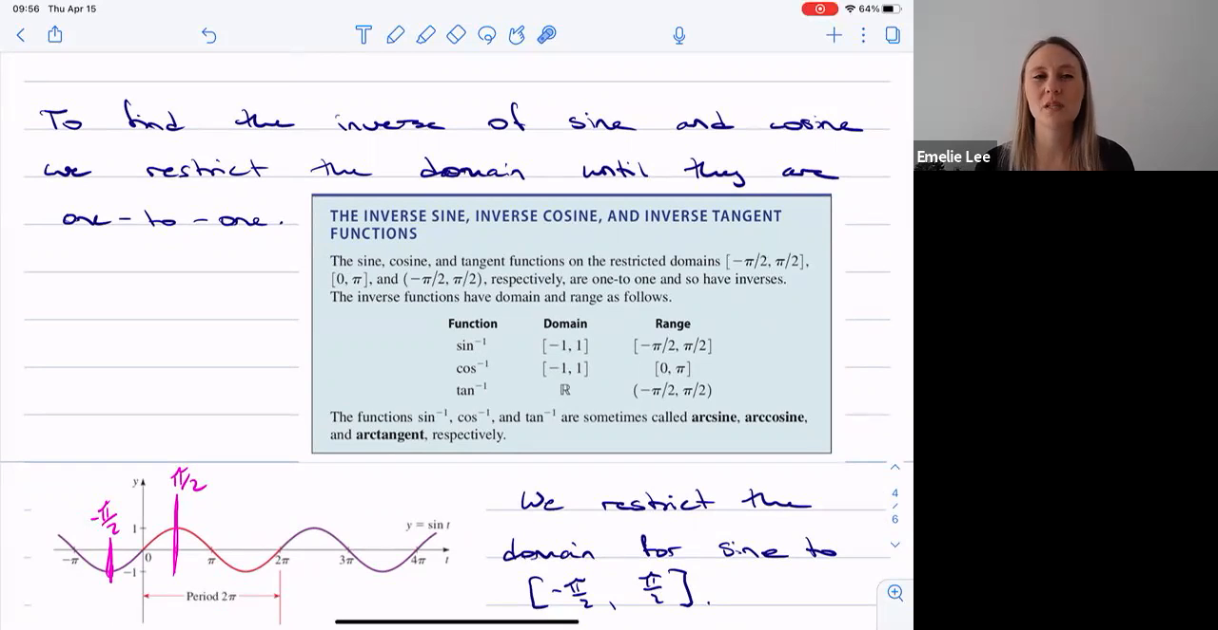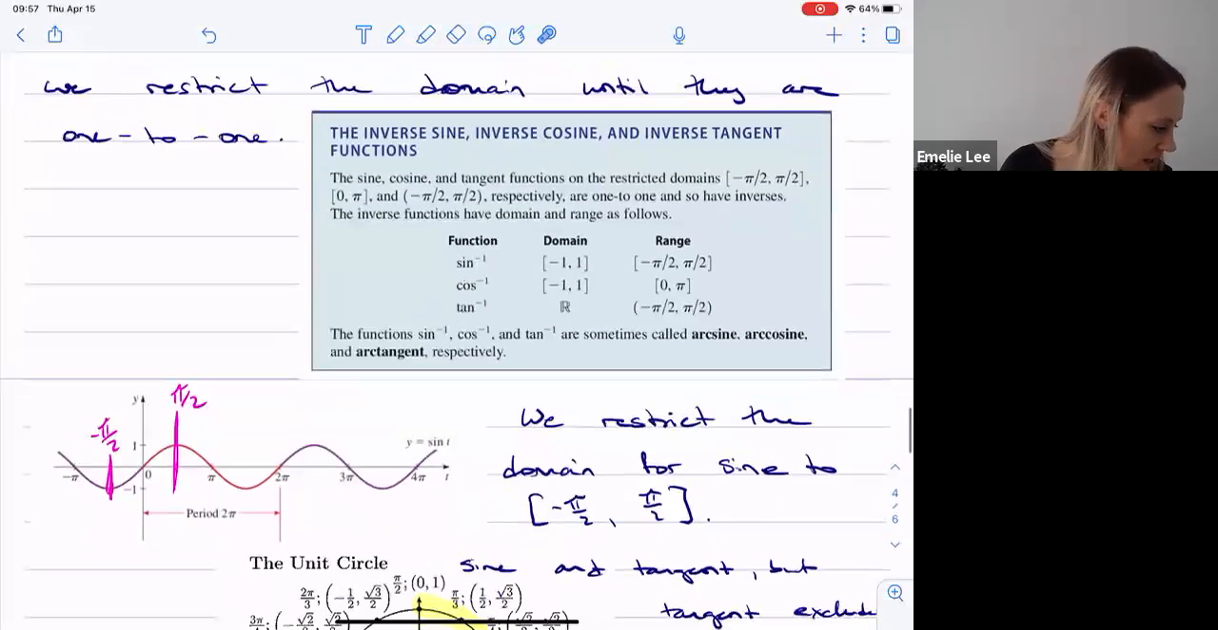Remember what we said about the inverse of a function? The domain of the inverse is the range of the original function, and the range of the original function is the domain of the inverse. Anyways, they swap. So the inverse sine, which we denote by sine to the -1, and it's really important that you don't think that sine to the -1 is 1 over sine.